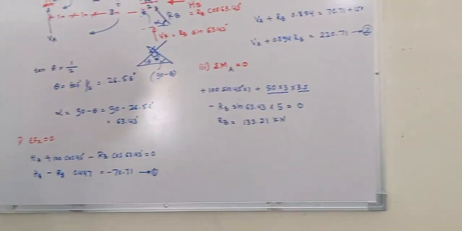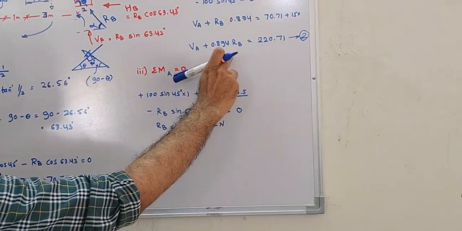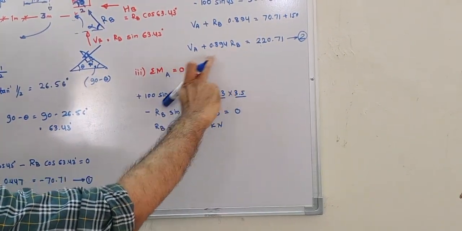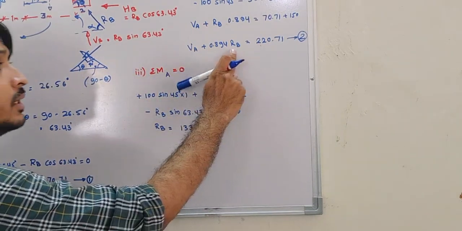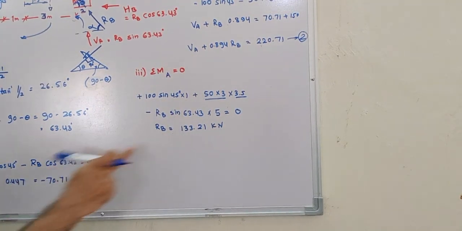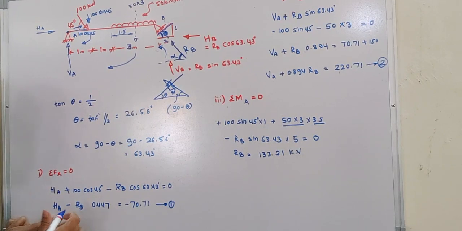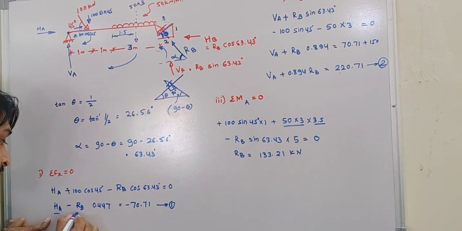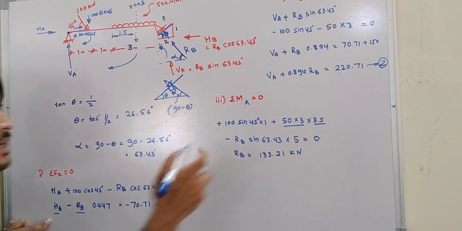Please just check once. We have got RB here. If we see this equation, here we had 2 unknowns. Coming back to equation 2, if I substitute RB here, what do I get? VA. And in equation number 1, we have two unknowns, HA and RB, but we have got the RB value. If I substitute here, I'll get HA, and here also the same.